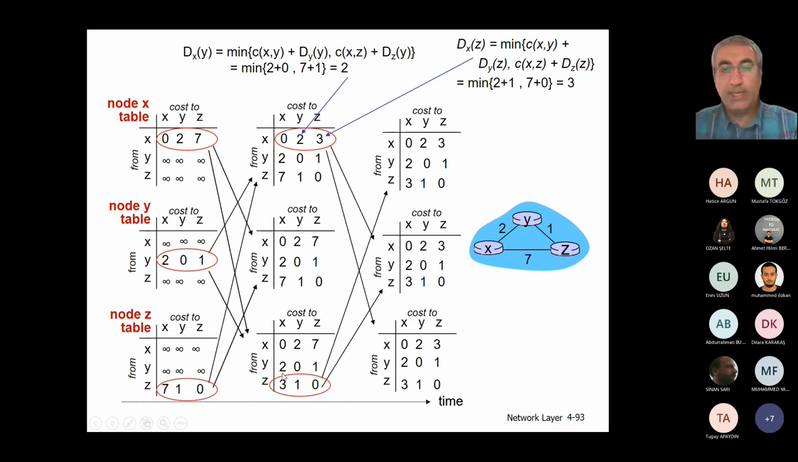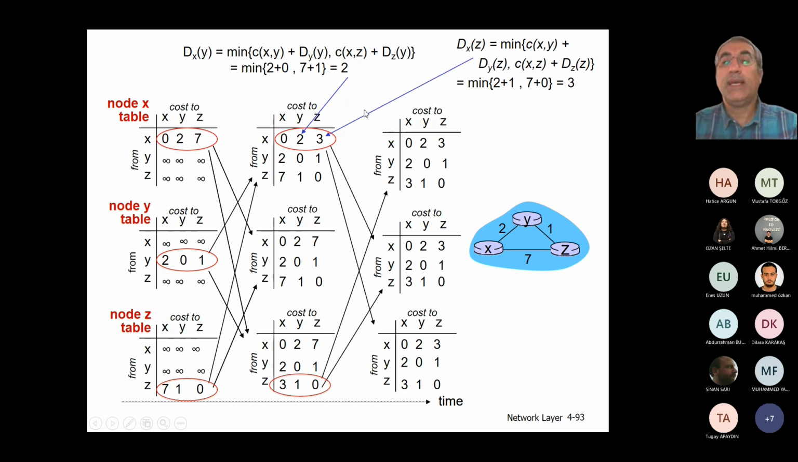For instance, for the Z, we have a change, but for the Y, we don't have change. From Z to X, for instance, is the minimum one, which is 3. That's why we put 3. From Z to Y is 1. And from Z to Z, of course, is 0.